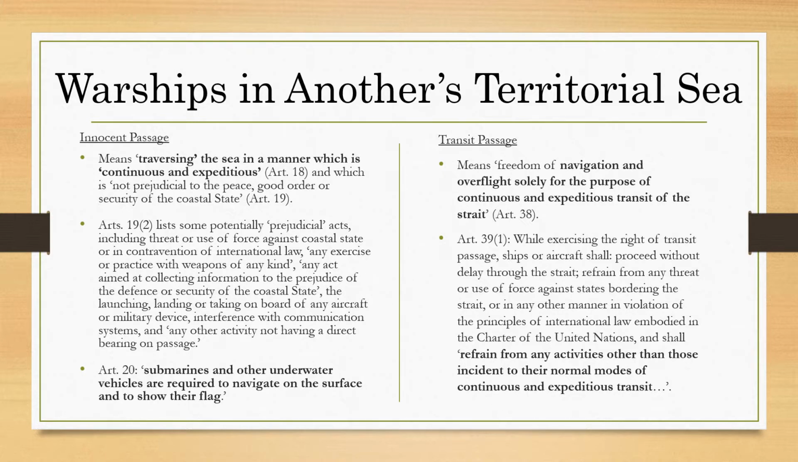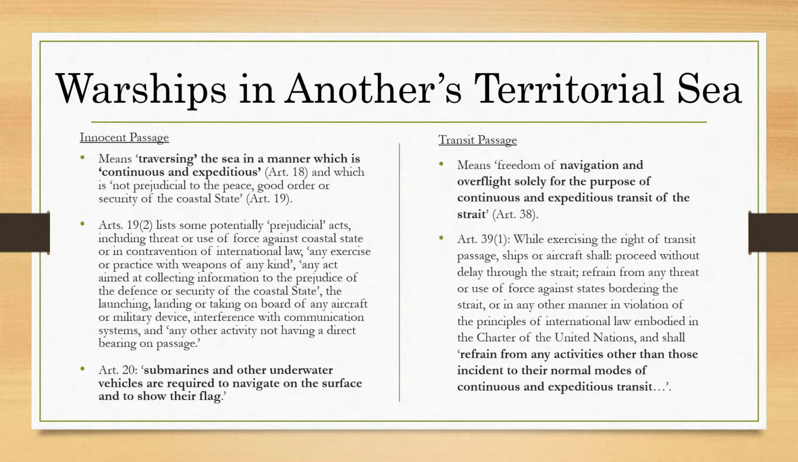So I won't go through it all, but for example, under Article 18, innocent passage means traversing the sea in a manner which is continuous and expeditious, and which is not prejudicial to the good order or security of the coastal state, as is said under Article 19. And then Article 19.2 lists some of these prejudicial acts, and it's very clear looking at it the sorts of activities which would be prejudicial to innocent passage.